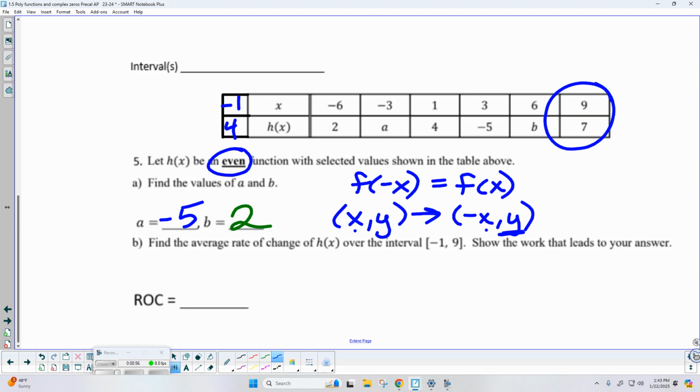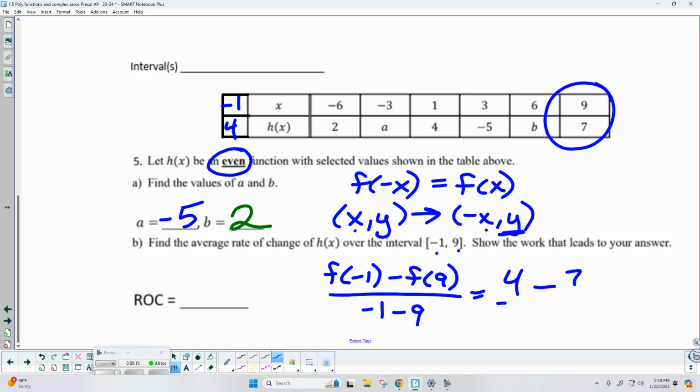Then I'll write it out using function notation. It doesn't matter which one we start with. So let's say f(−1) minus f(9), the difference of the y's, over −1 minus 9, the difference of the x's. So f(−1), we got that 4. f(9) is 7, over −10. Simplifying, that's −3 over −10, so we should be getting 3/10. Bless you.